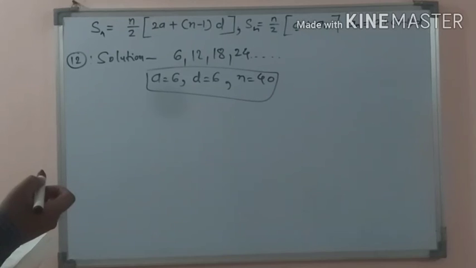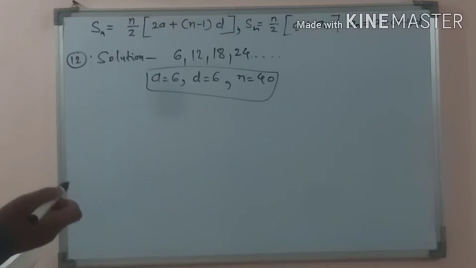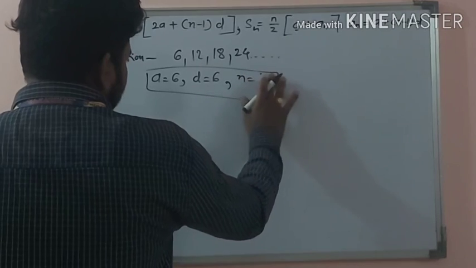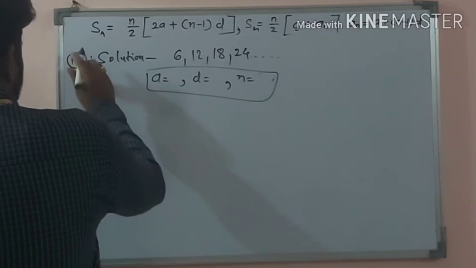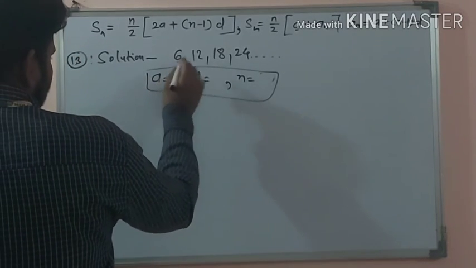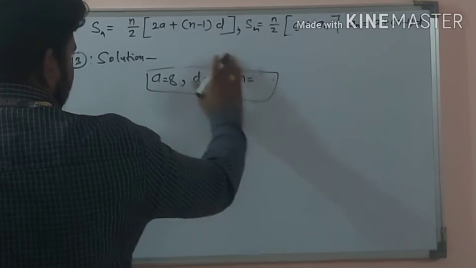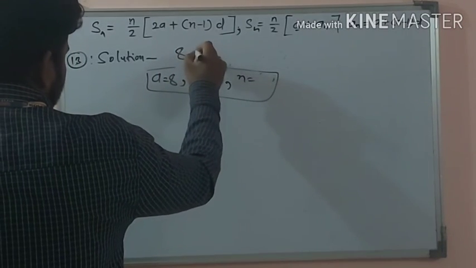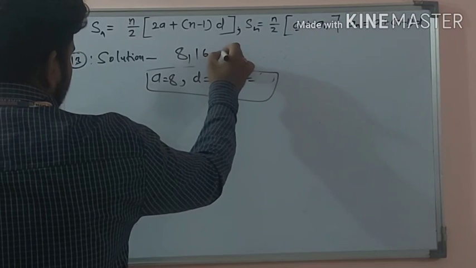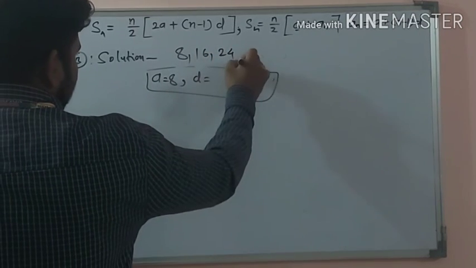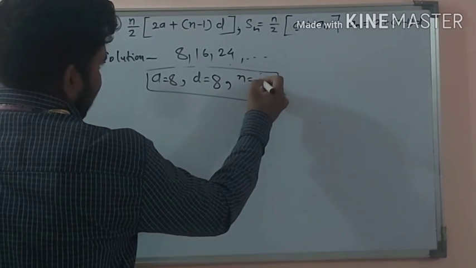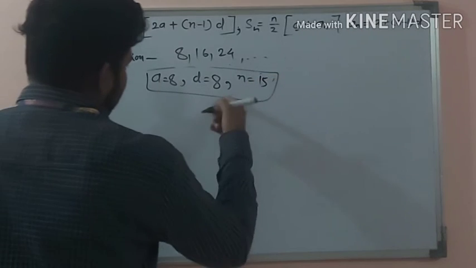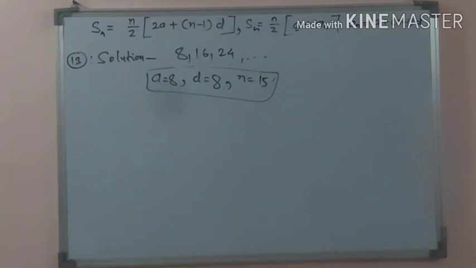For the next one, find the sum of the first 15 multiples of 8. In the second question this becomes 15, and for question number 13, the multiples of 8 are 8, 16, 24, and so on up to 15 terms. So here d is 8 and n is 15. Put the values in this formula, then you will find your answer. This is very easy.